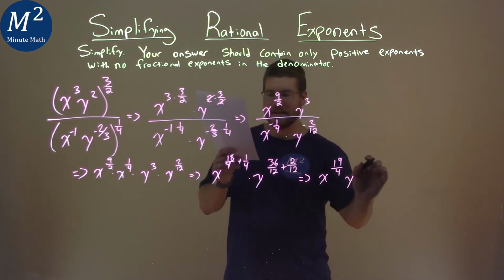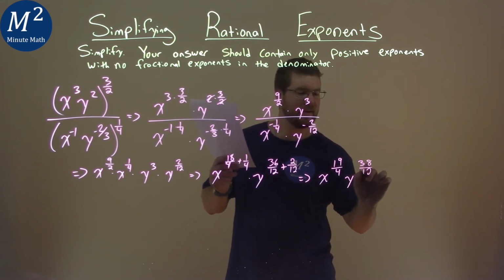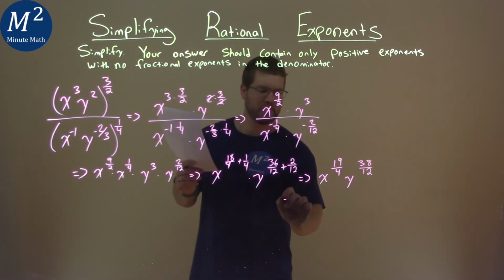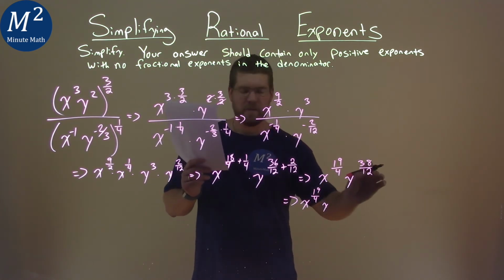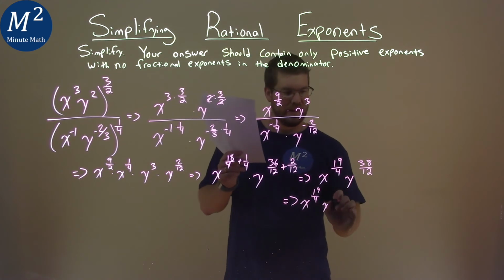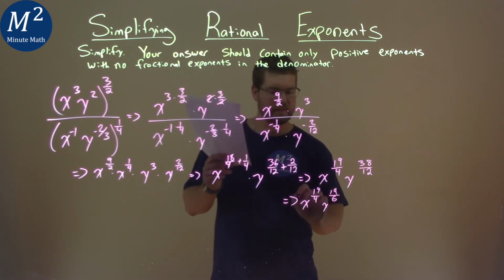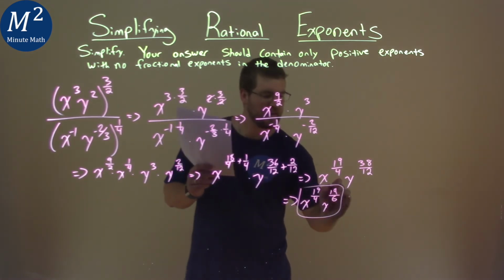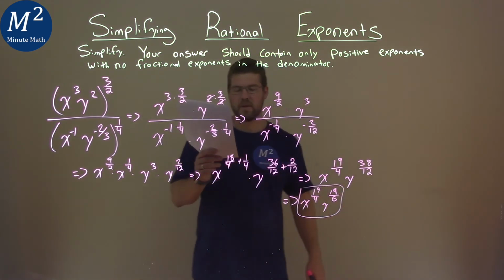That's 38 over 12. Don't skip steps. And then that simplifies. We have x to the 19/4. Simplify that out, and we have y to the 19/6. And so our final answer here, if you can see it, is x to the 19/4 times y to the 19/6 power.